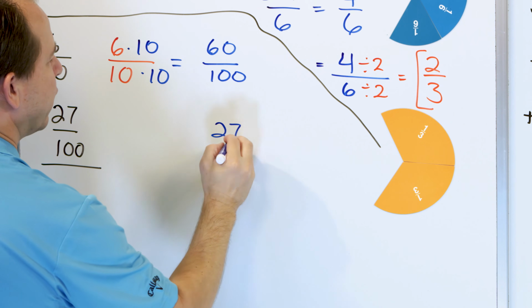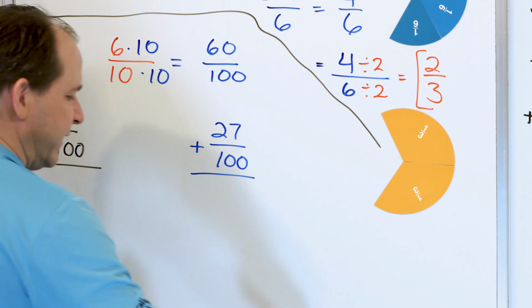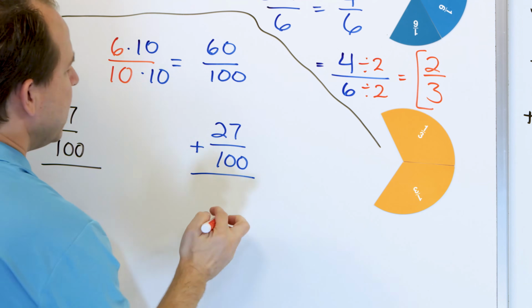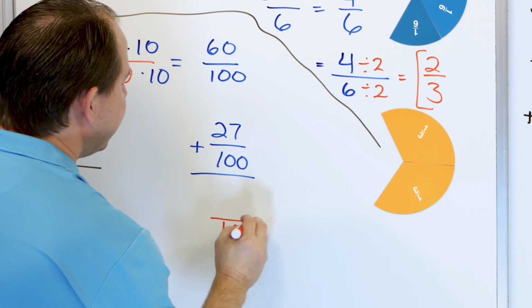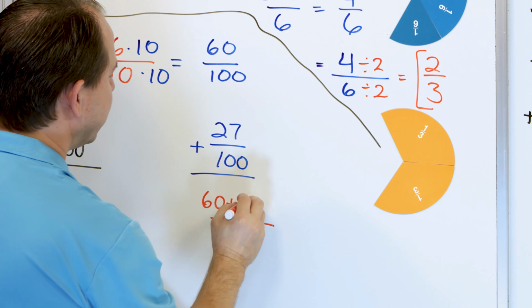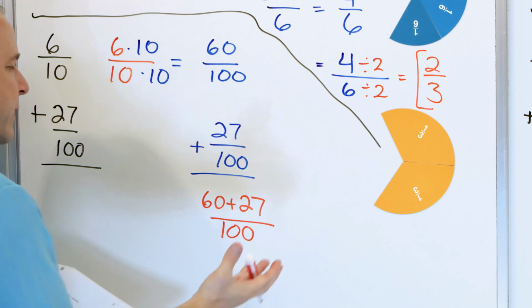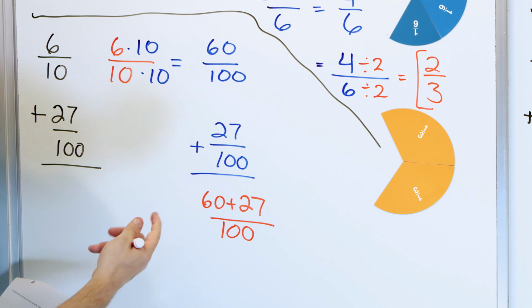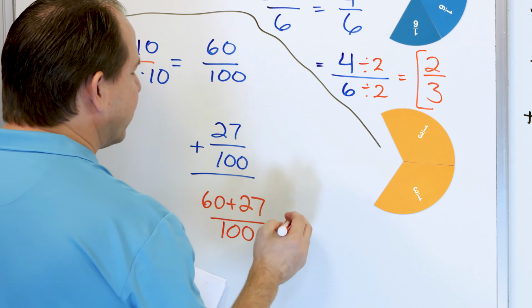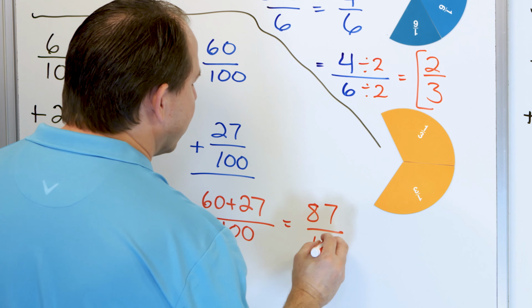I'm going to add to that 27/100. And so now I have my common denominator, which is all I really cared about. So in the answer, I'm going to have 100. In the numerator, 60 plus 27. Again, you can go off to the side and you can add that, or you can use your fingers. 60 plus 27 works out to be 87 when you add those, over 100.